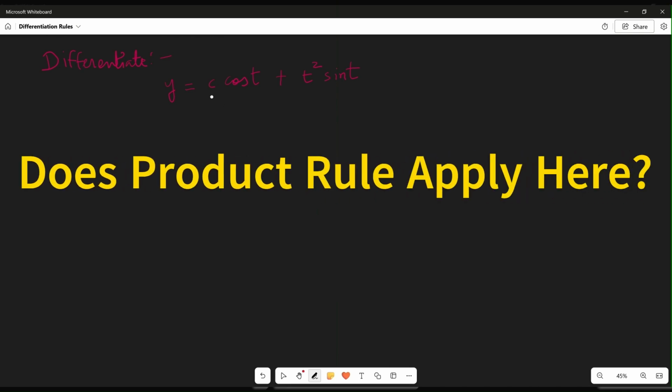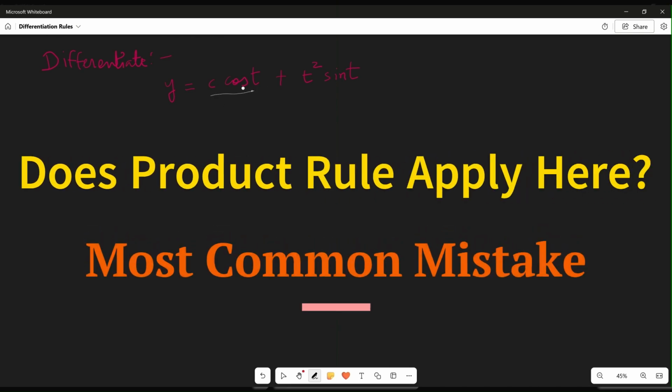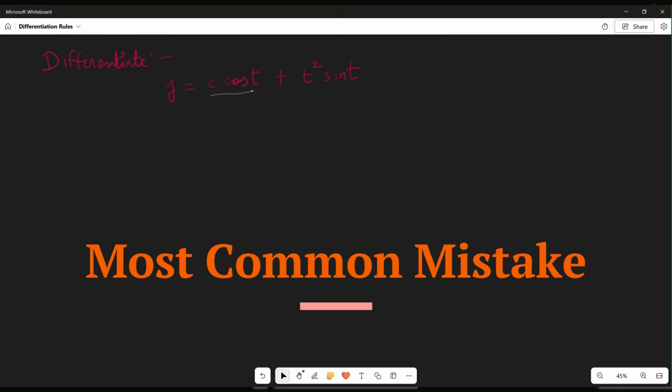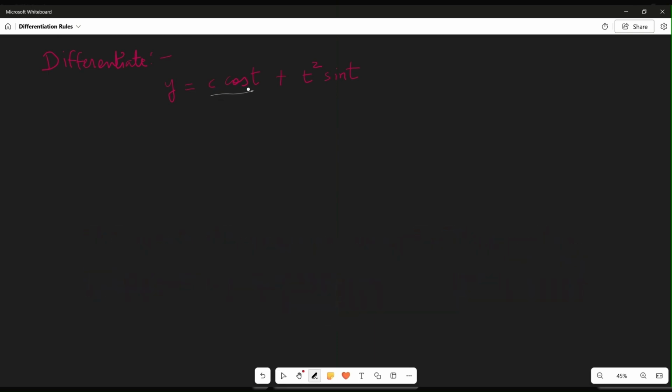If you think product rule applies here, please watch the video till the end. I think this is constant multiply. C is constant here. But in this is product rule here, as these are two different functions, t square and sine t. Okay, let's find the derivative of this.